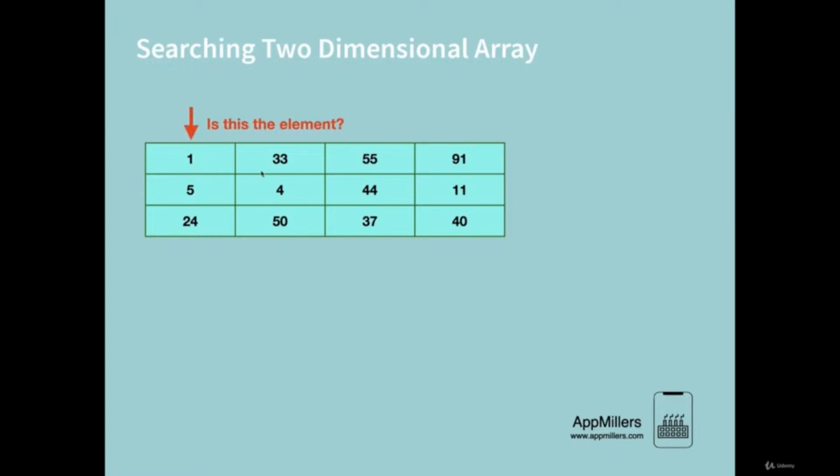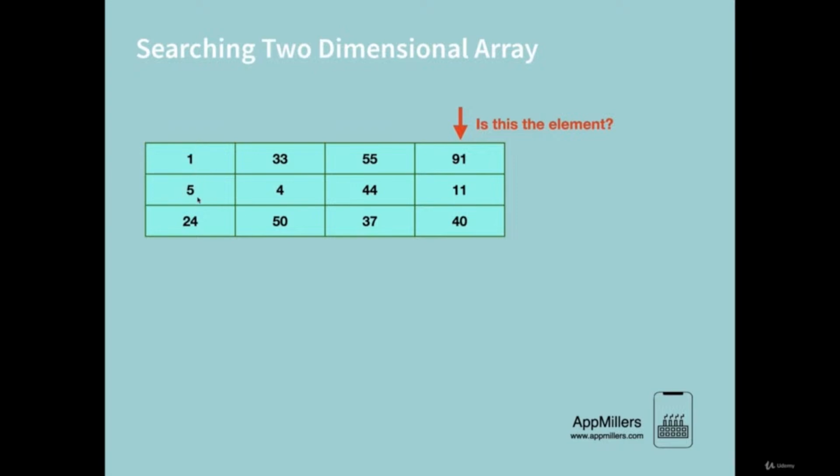We see that no. Then it continues to the next cell. Is this the element that we are looking for? We see that it's not equal to 44. Then it continues to the next element. Here we see that this is not the element that we are looking for. Then it continues to the next element. Is this it? We see that no. So after this, it continues to the second row.